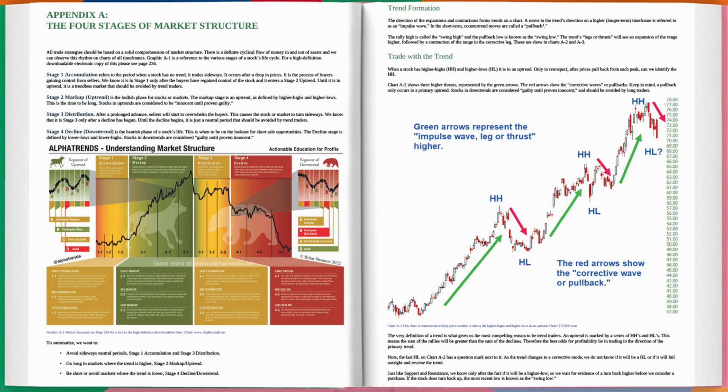Trade with the trend. When a stock has higher highs (HH) and higher lows (HL), it is in an uptrend. Only in retrospect, after prices pull back from each peak, can we identify the HH. Chart A2 shows 3 higher thrusts, represented by the green arrows. The red arrows show the corrective waves or pullbacks. Keep in mind, a pullback only occurs in a primary uptrend.